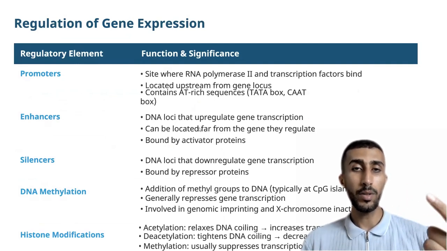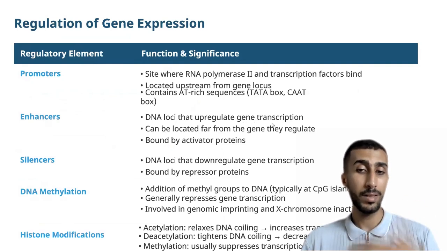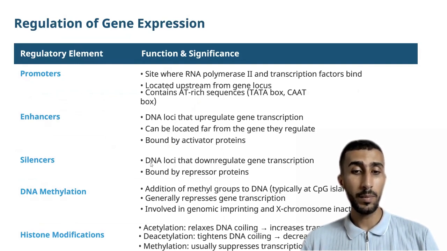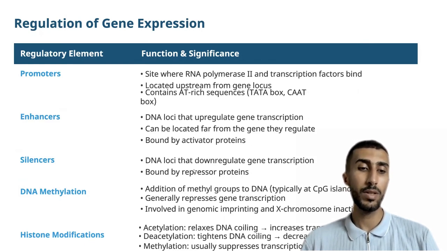Next, they are bound by activator proteins that are going to affect maybe distant gene regions and enhance their transcription. And the silencers are DNA segments that, on the other hand, downregulate gene transcription. They are bound by repressor proteins. So the enhancer is bound by activator proteins versus the silencers that are bound by repressor proteins.